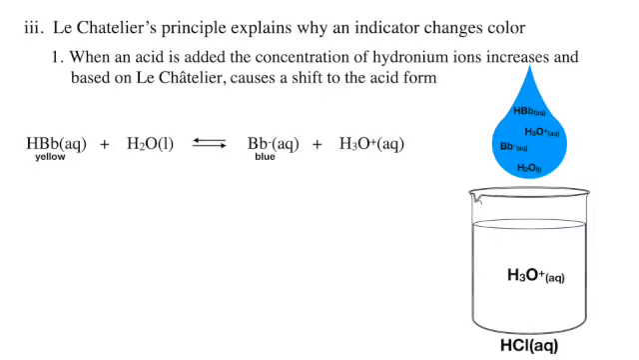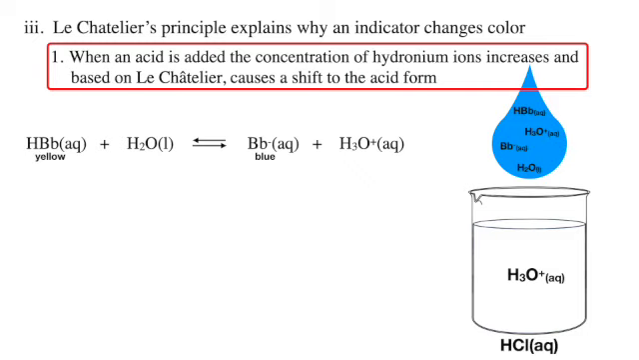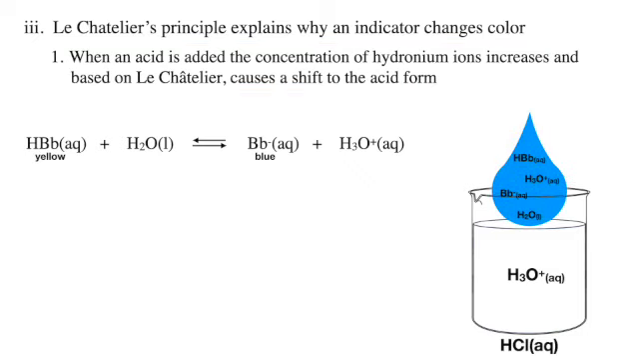So here's a reaction. I take my weak acid, my indicator HBB, I drop it in water, and I make BB negative and H3O positive. HBB is the yellow substance, BB negative is the blue substance. They are all in the drop. Everything in that reaction is in the drop. Now, that drop is a giant drop of indicator, right? But you have to imagine it really small. I'll show it to you in a sec.